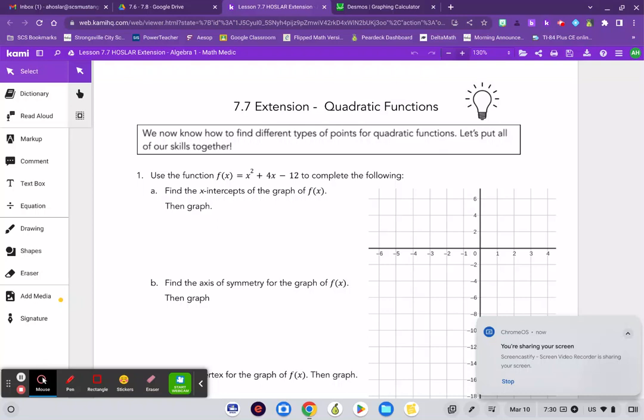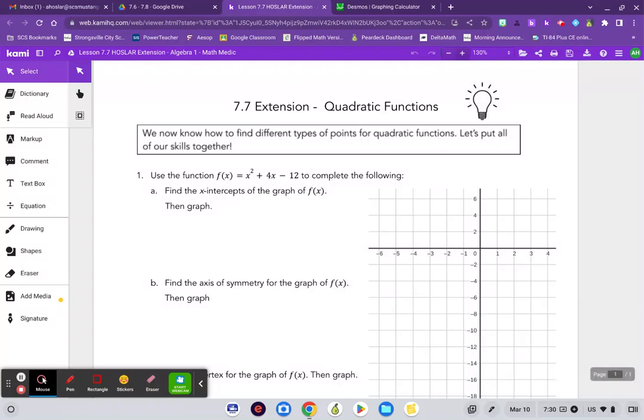Hassler here. I'm going to work through the 7-7 extension. This is something that we will do together as a class, and then your homework will be to work on the 7-7 extension homework to take the skills that we talk about in this lesson and apply them.